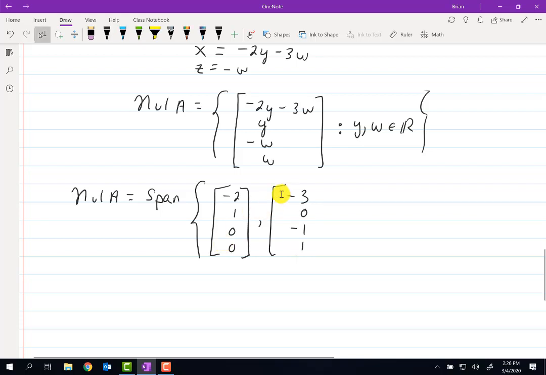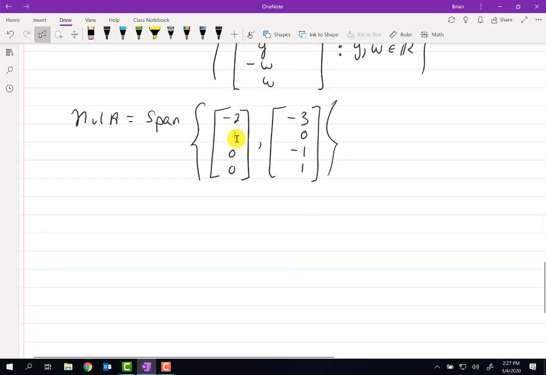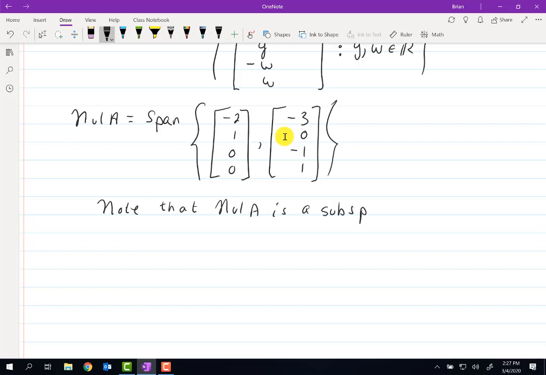And each time you have a free variable, it's a good idea to allow the free variable to be 1 to give the simplest explanation of these vectors. So here the free variable was y, here the free variable was w. And not only have you found the null space, you happen to also see that it is a space because it's the span of 2 vectors. So automatically it's a subspace of R to the 4. So note that null A is a subspace of R to the 4.